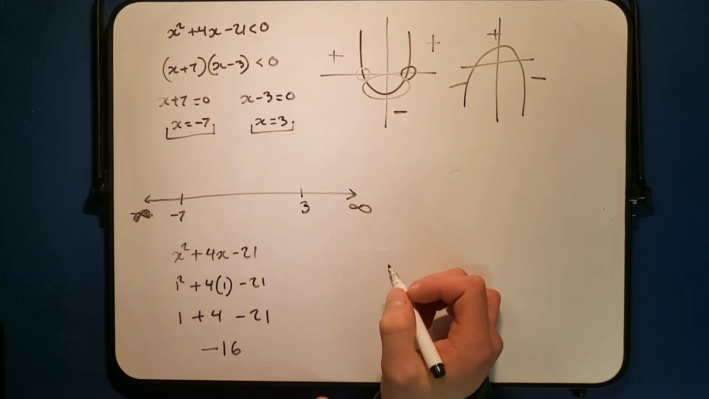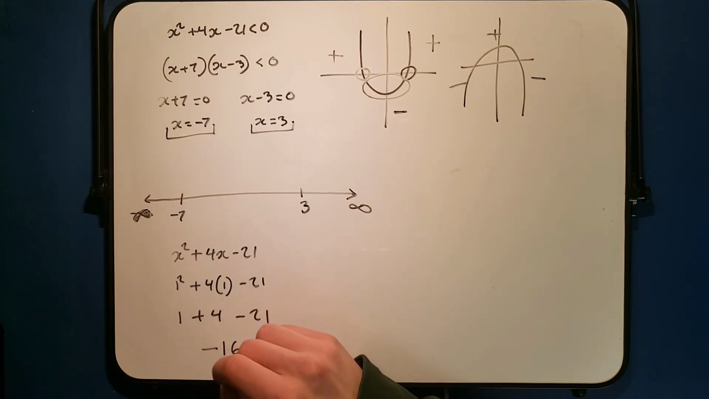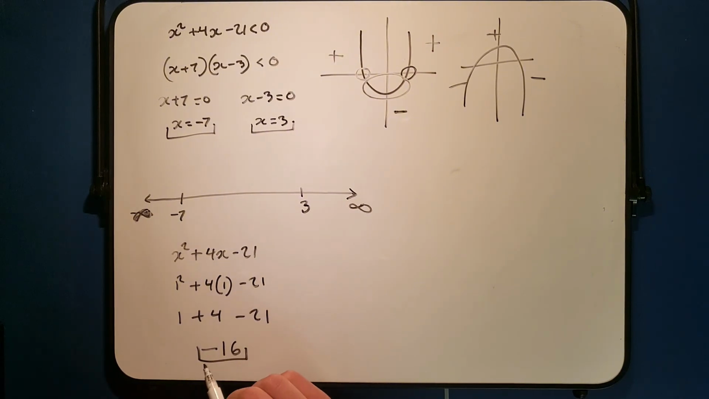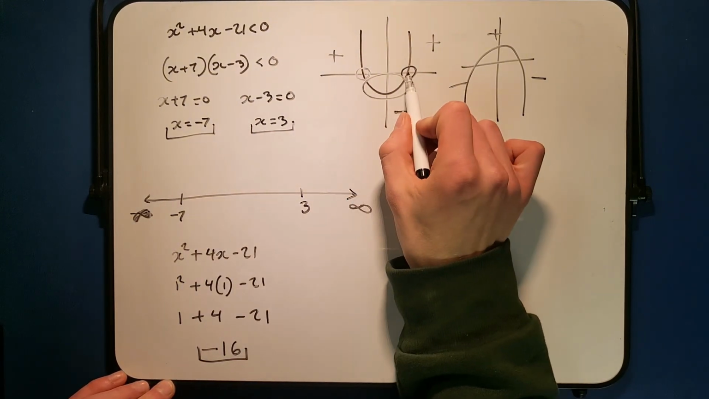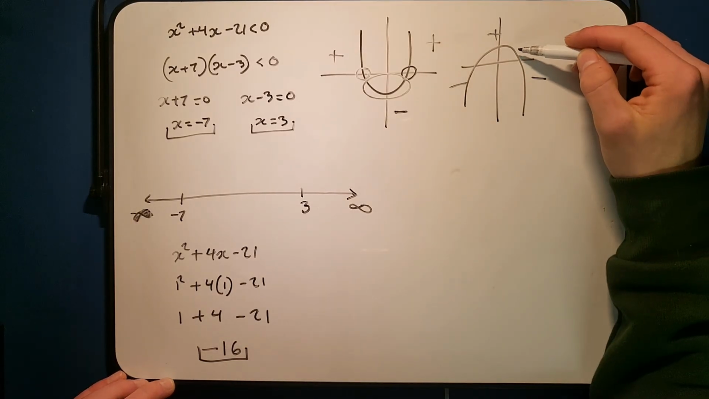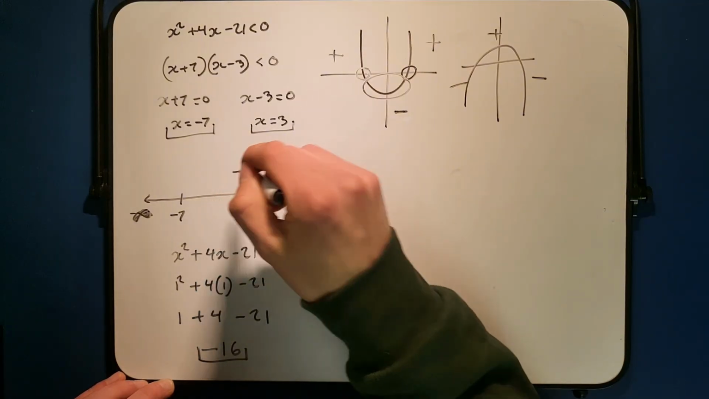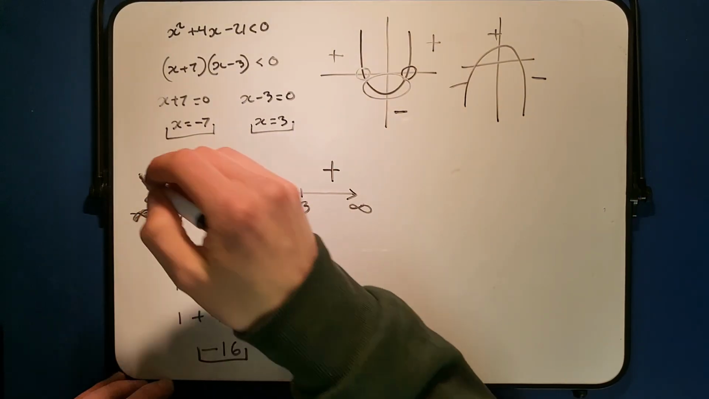Yep. So, what does this tell us? We don't really care what the number is, but what we care about is the sign right here. This is a negative number, okay? Meaning that in between these 2 points, it is negative. So it cannot be this quadratic, it has to be this type of quadratic. So in between here is negative, and then we know that here is positive and here is positive.